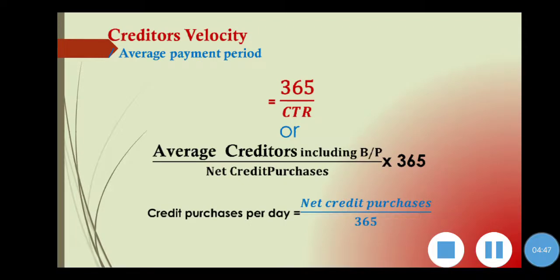Creditors turnover ratio indicates the velocity with which creditors are turned over in relation to purchase. It is very simple. What period of time the company is taking for paying its creditors, that is shown by creditors velocity. Whenever the creditors turnover ratio is expressed in period, that is creditors velocity, or that is the average payment period.